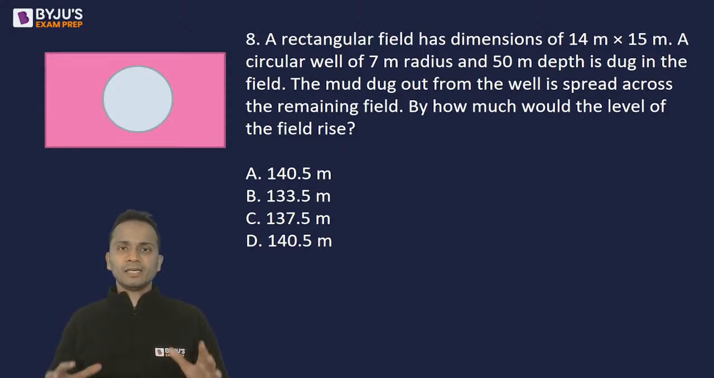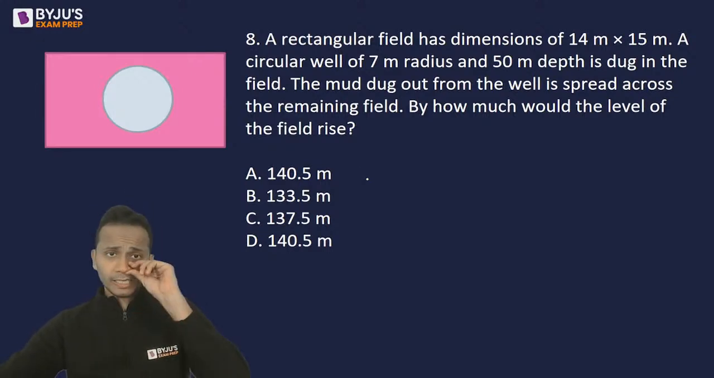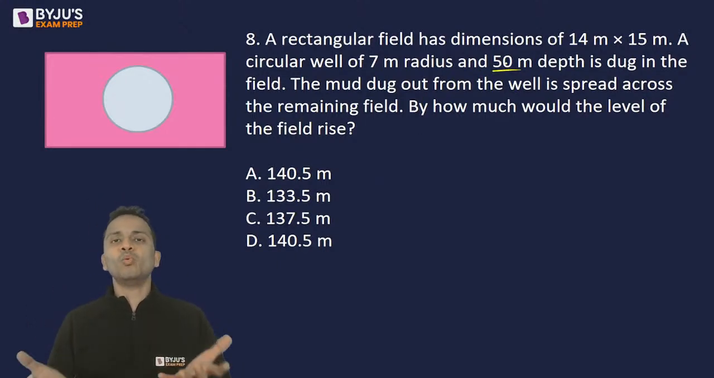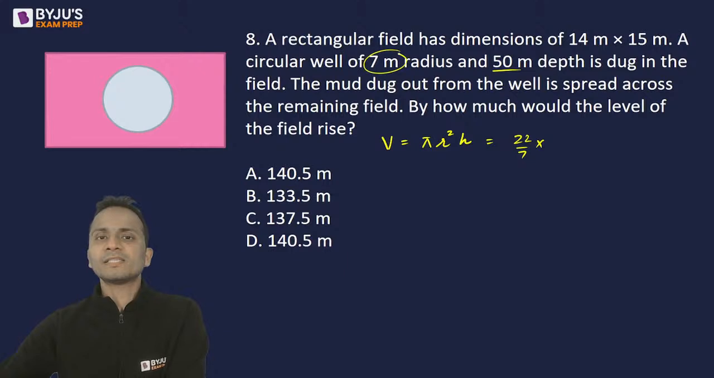So basically, we'll first of all calculate the volume of the mud that is dug out. So it's a circular well and it is 50 meter depth. So I can say that the shape of the well will be the shape of a cylinder. So volume of the mud that is dug out can be calculated by using the formula of the volume of cylinder, which is pi r square h, right? The value of pi, 22 upon 7. Radius is 7 meters.